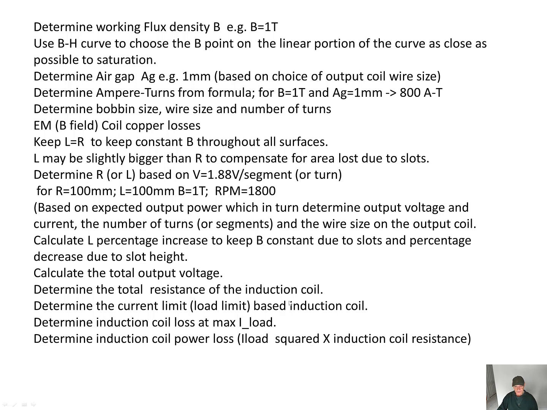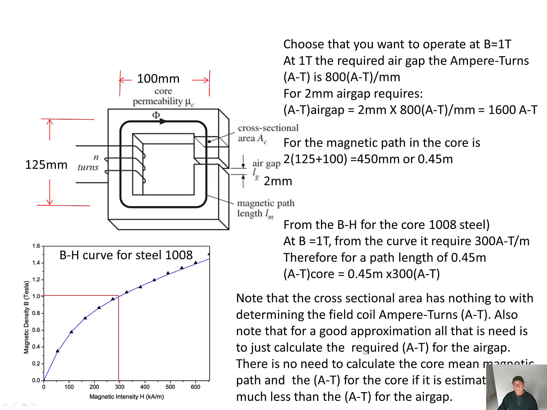Determine the total output resistance of the induction coil. Determine the current limit, the load limit, based on the induction coil. Determine the induction coil loss at maximum I load. Determine the induction coil power loss, I load squared times the induction coil resistance.